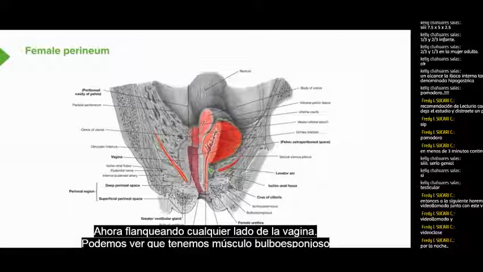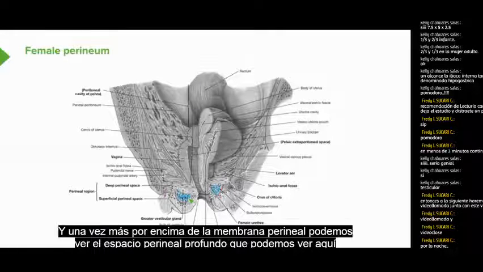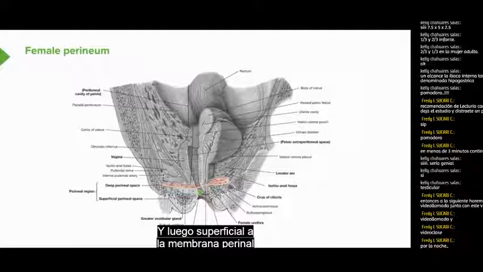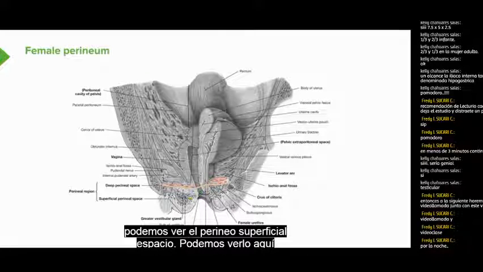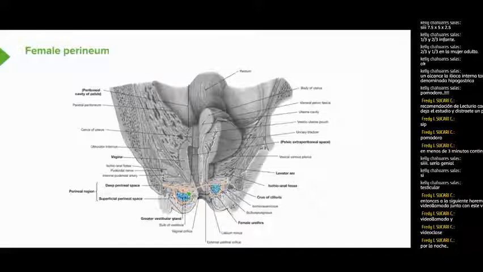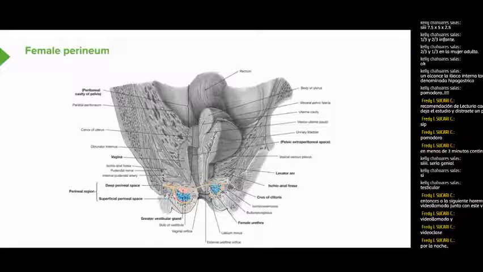Now, flanking either side of the vagina, we can see we have bulbospongiosus muscle and the bulb of the vestibule. And these are hanging from the perineal membrane. Above the perineal membrane, we can see the deep perineal space, containing the deep perineal transverse muscle. And then superficial to the perineal membrane, we can see the superficial perineal space, containing those erectile tissues. We can also see the greater vestibular gland here as well. So a similar diagram to what we saw in the male, in trying to explore the boundaries of the perineum.